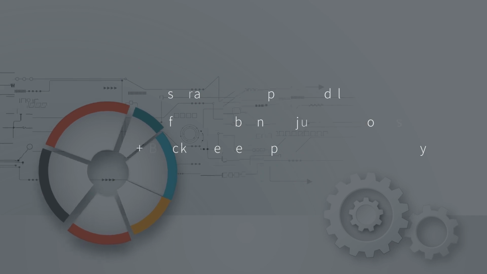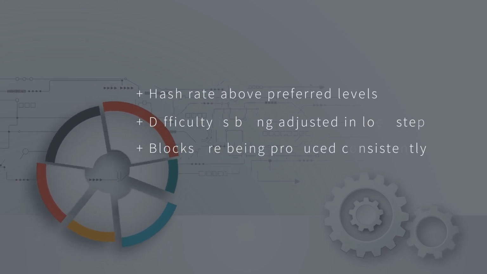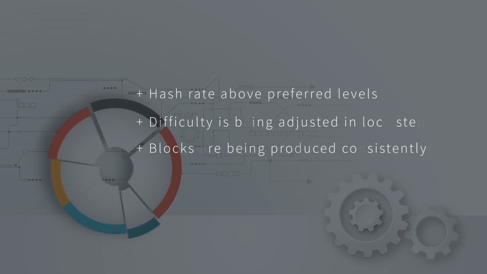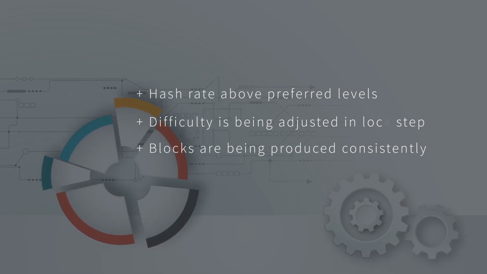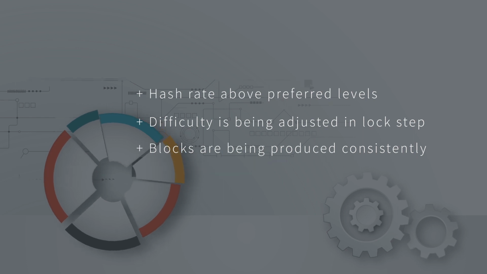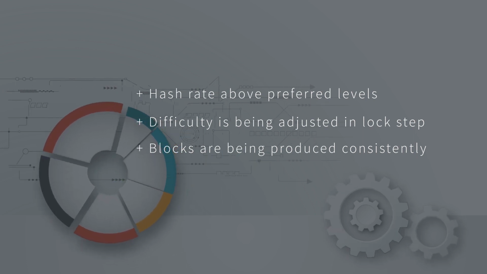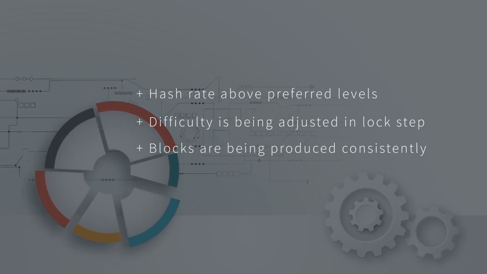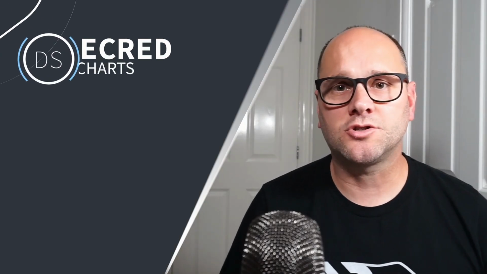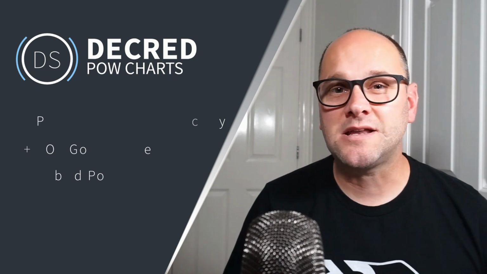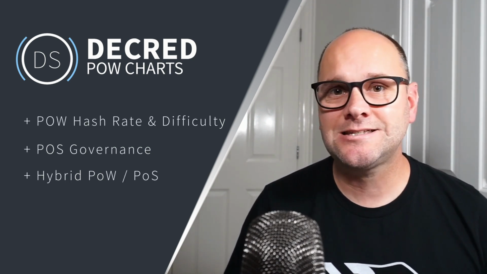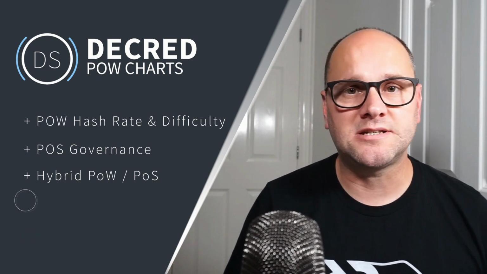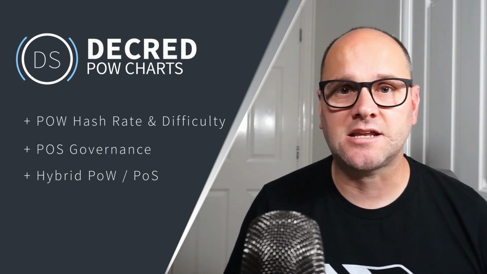From these two charts, some of the things I look for include: is the hash rate above my preferred 80 plus petahashes? Is the difficulty being adjusted in lockstep with the hash rate? And are the blocks being produced as close to the 5 minute mark as possible? If these factors alone remain constant, the cost to attack Decred remains very high. On the prerequisite, the proof of stake element remains decentralized and has a good level of participation, which we'll look at in the next video.